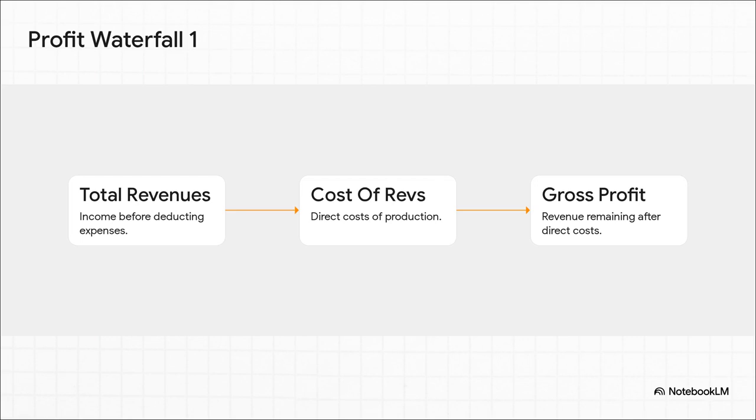That's all the income generated from operations before you deduct any expenses. But you can't make something for nothing, right? So we immediately deduct the cost of revenues, the direct costs incurred to actually produce those goods or services. What remains is your gross profit. And it's absolutely crucial to realize it is exactly that, gross. It's unrefined. This is just the very first ledge of our waterfall.